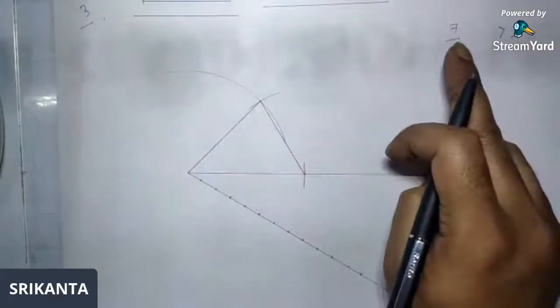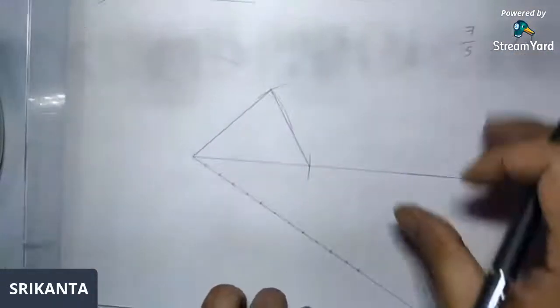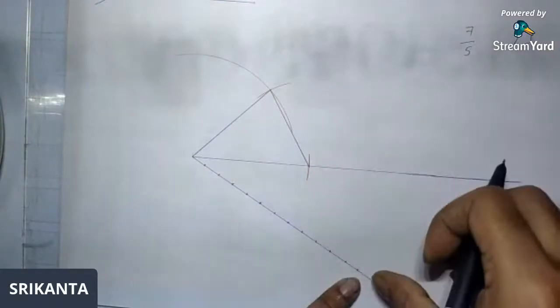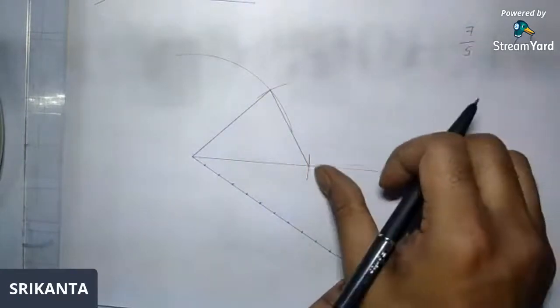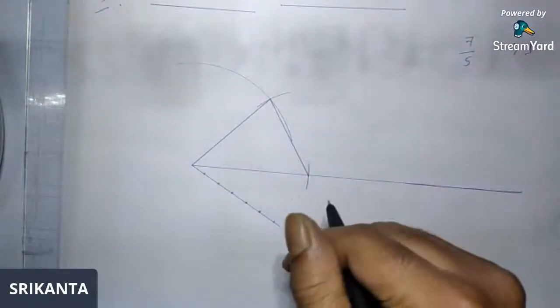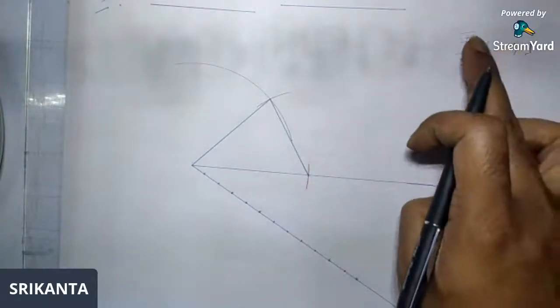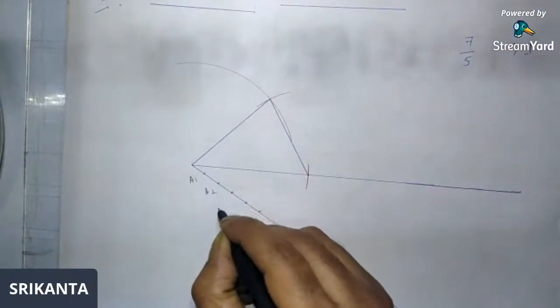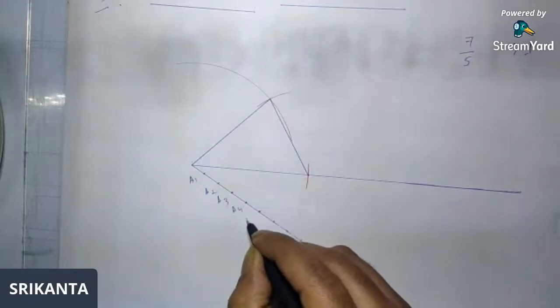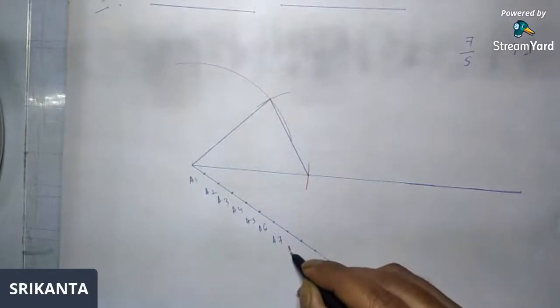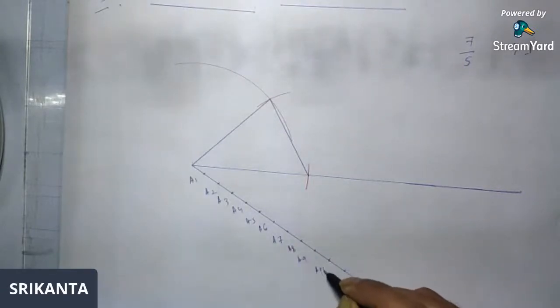In our previous question, the ratio is less than 1. So we had to join the big line here, or the last point, the sum 12 here. But here the ratio is greater than 1. So what should you do? Remember 7 plus 5, 12. So you have to join the 7th points. A1, A2, A3, A4, A5, A6, A7, A8, A9, A10, A11, A12.